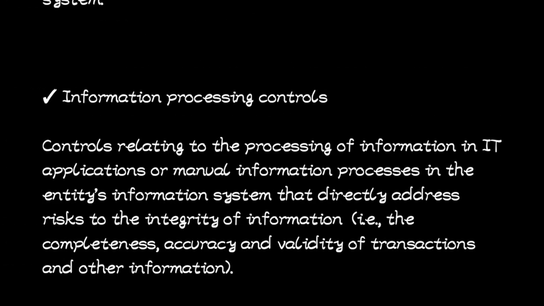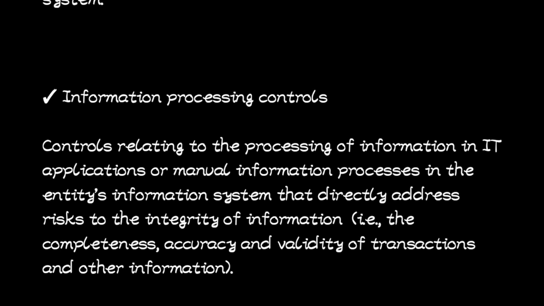Then the second one is information processing controls. These are controls that are related to the processing of information in the IT applications or the manual information processes in the entity's information system. So it's like the policies and the procedures that relate to the processing of information in the IT applications. Like they can say that if sales are made, they're supposed to first be recorded in the sales ledger and then recorded into the company system, things like that.